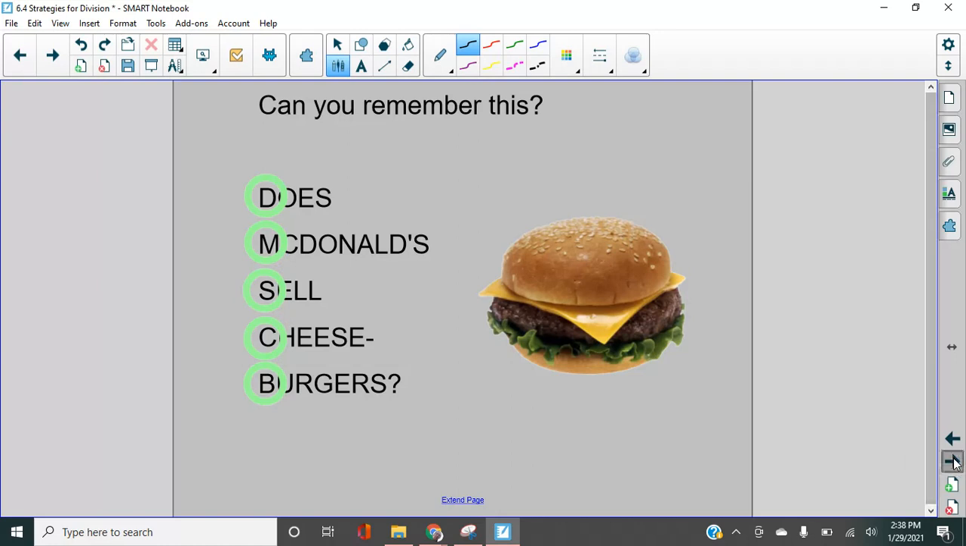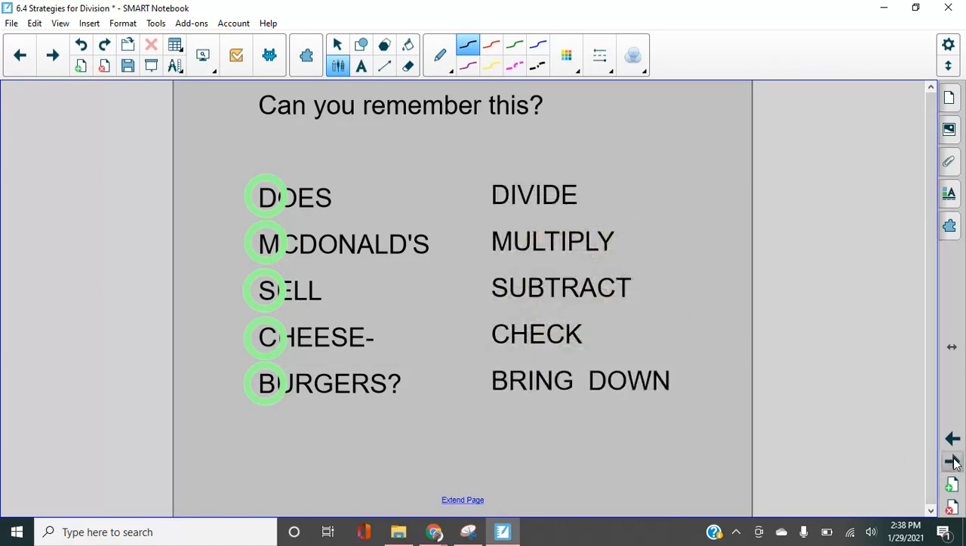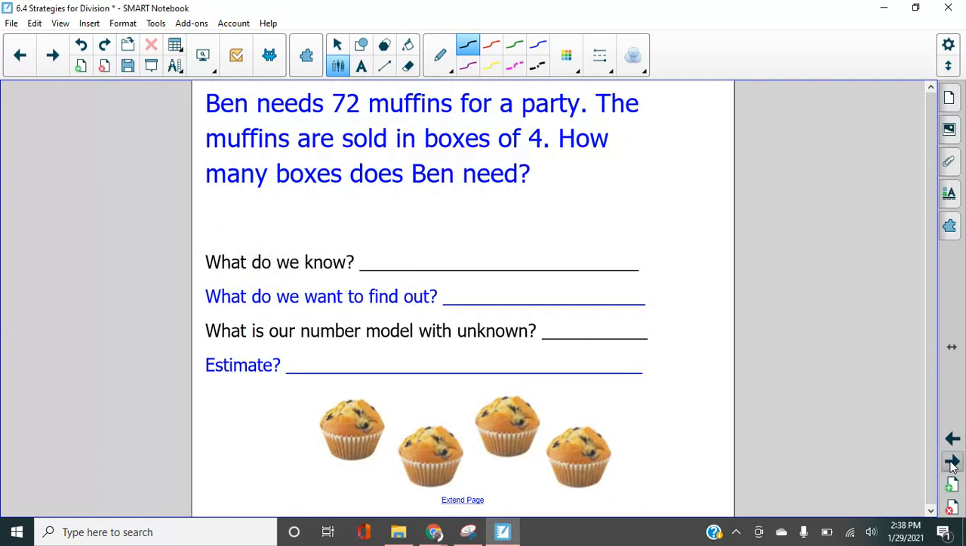D, M, S, C, B. Here is what they stand for. These are the steps. D for divide. We're going to divide. Then we're going to multiply, subtract, check, and then bring down. All right. What? How though? Okay.